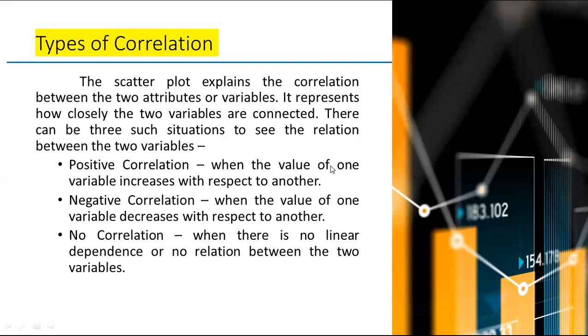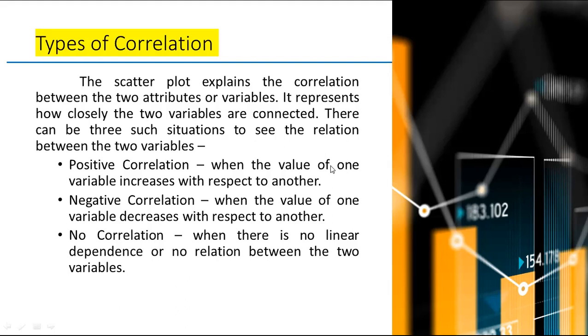The second one is negative correlation, when the value of one variable decreases with respect to another. So inversely proportional naman ito, no? So halimbawa tulad ngayon, marami yung nag-aani na mga farmers. Marami yung supply, pero pag binenta po nila maliit, umaababa yung presyo. So that is negative correlation.